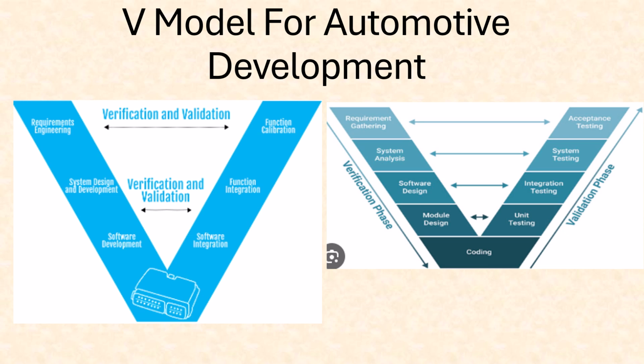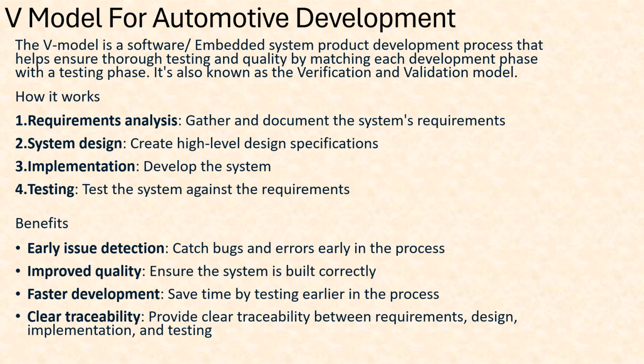Hello everybody. Let's discuss in detail the V model for automotive development. This V model is a very important framework for automotive software development, and we will be discussing that elaborately in this particular video. Now, the V model is a software embedded system product development process that helps ensure thorough testing and quality by matching each development phase with a testing phase.